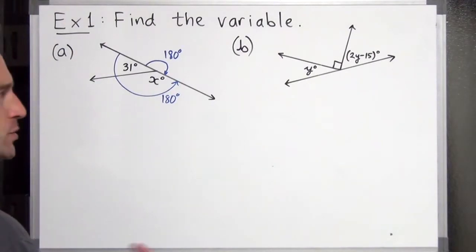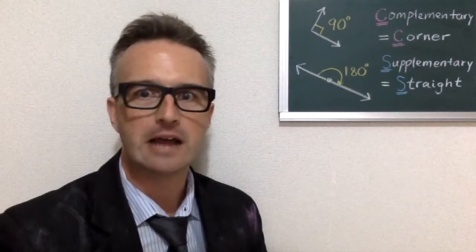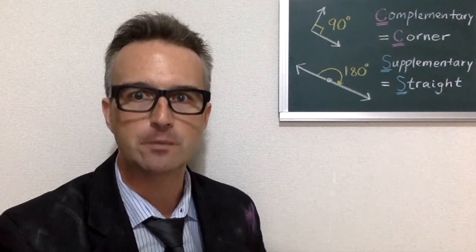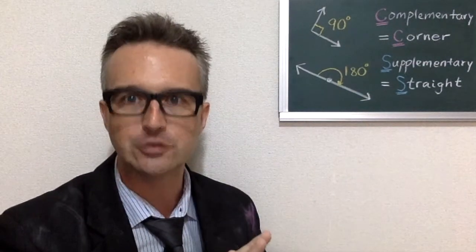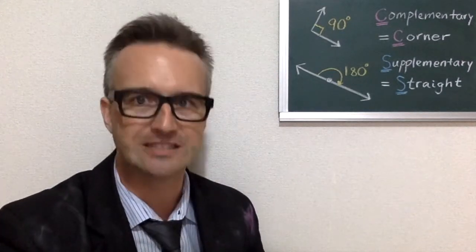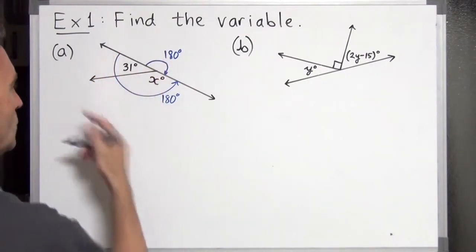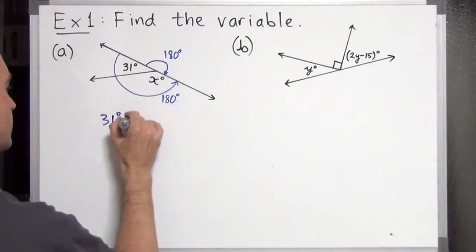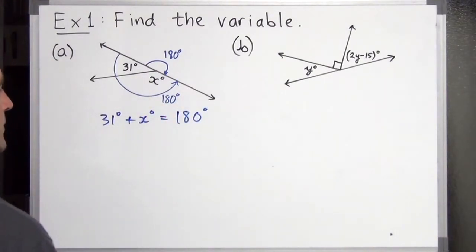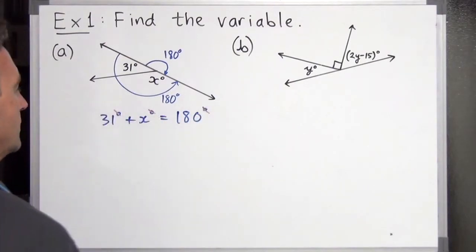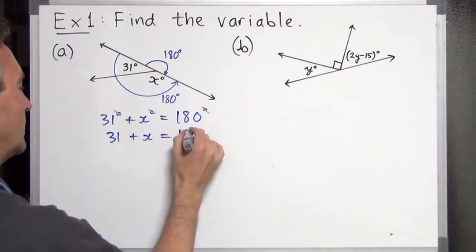And when two or more angles add up to a total of 180, we say that those angles are supplementary. And that's not to be confused with complementary. Remember, supplementary, a straight line, 180 degrees. Complementary, a corner, it looks like 90 degrees. So to solve this, we make a simple equation. 31 degrees plus x degrees is going to equal 180 degrees. Like that. We can then take off the degree symbols here, just cross that off, and rewrite it as 31 plus x equals 180.